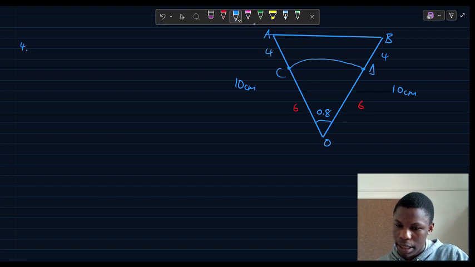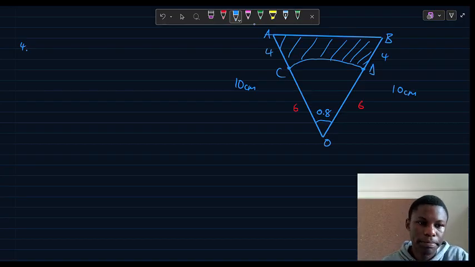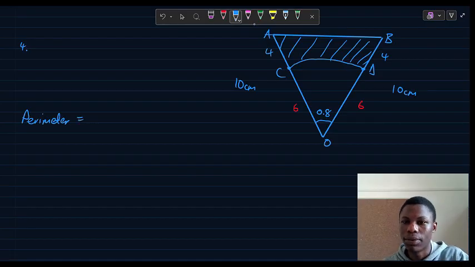Okay. The shaded region is the area bounded by the arc CD and the line segments CA, AB, and BD. Okay. So that's our shaded region right there. And the question says, find the perimeter of the shaded region. Okay. So if we want perimeter, let's find what lines and what arcs bound the region that we're interested in. Because remember, perimeter is the distance right around your shape.